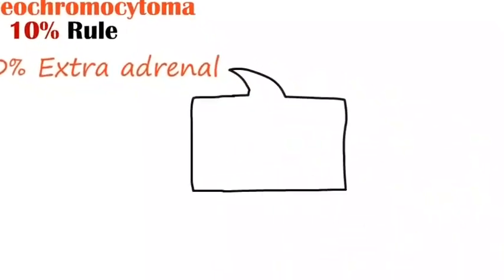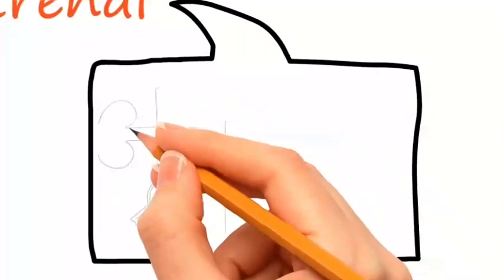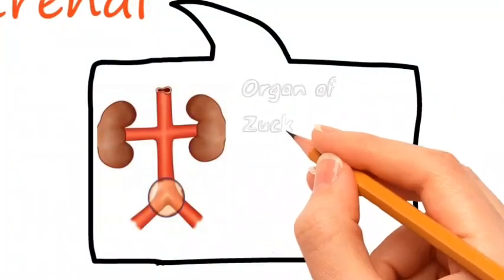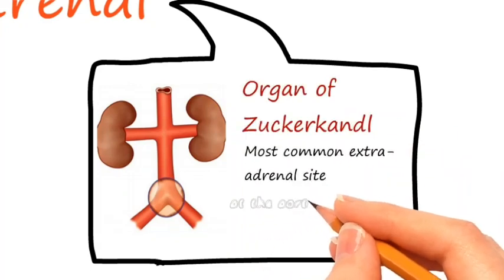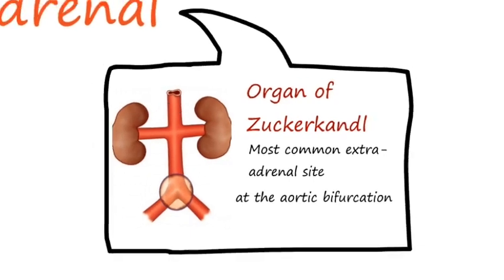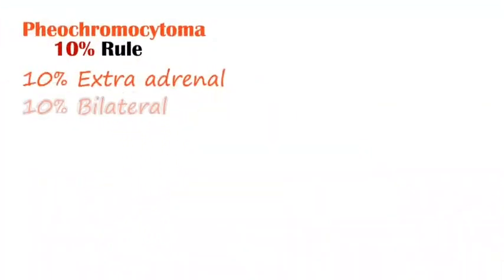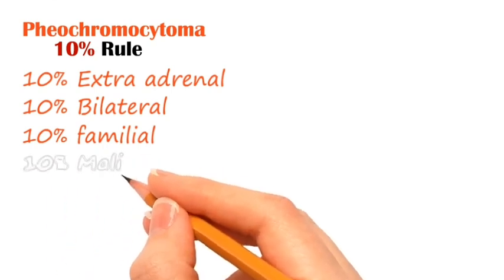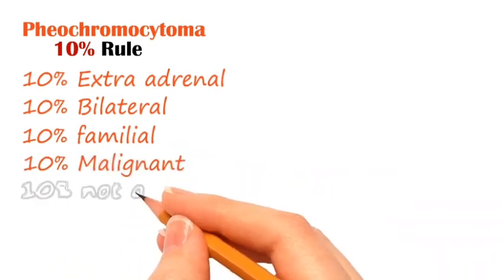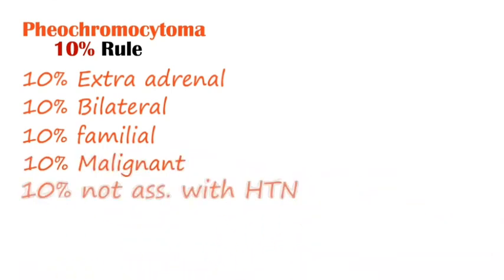The traditional 10% rule of pheochromocytoma is as follows. 10% of the tumor is extra-adrenal, among which the most common extra-adrenal site is the organ of Zuckerkandl, which is located at the aortic bifurcation. 10% of it is bilateral, 10% familial, 10% malignant, and 10% of it is not associated with hypertension.